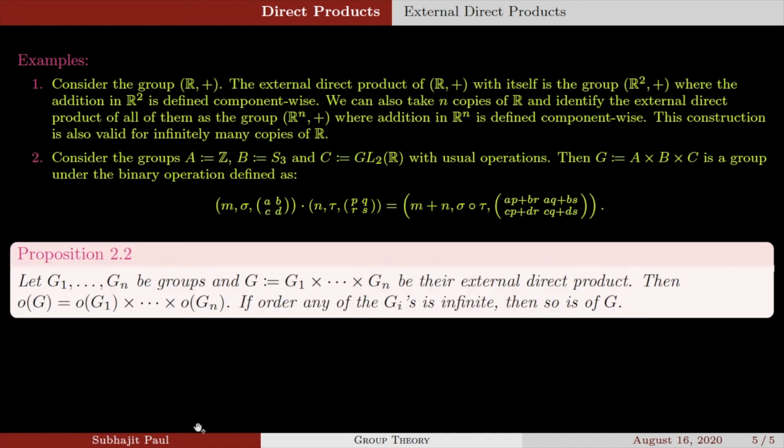So the proposition with which we will end today. Let G1 to Gn be groups and G equal to the product of them. Then the order of G is the product of their individual orders. The number of elements in G will be the product of the number of elements in every one of them. If the order of any of the Gi is infinite, then so is that of G. The proof is left as homework. Please try to give a formal proof of this proposition.